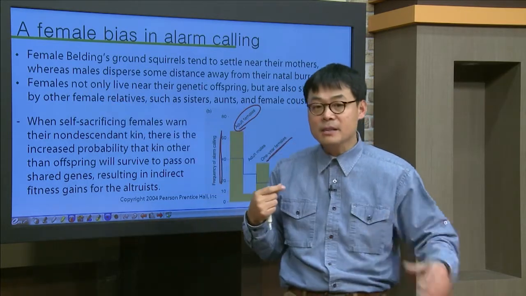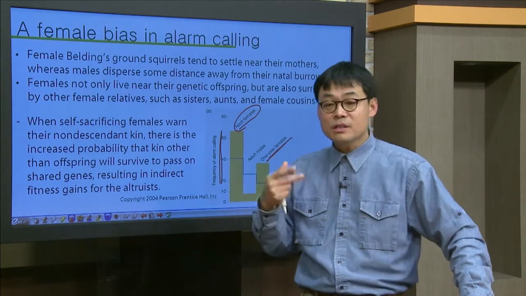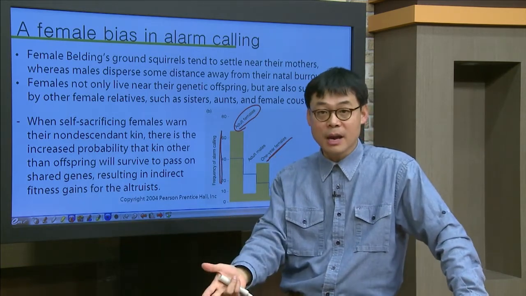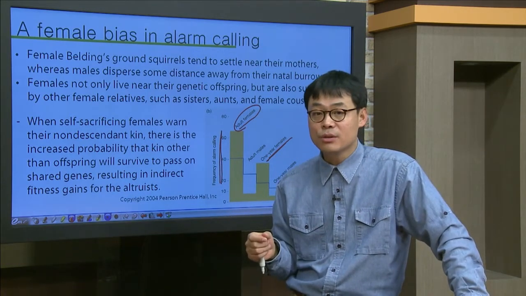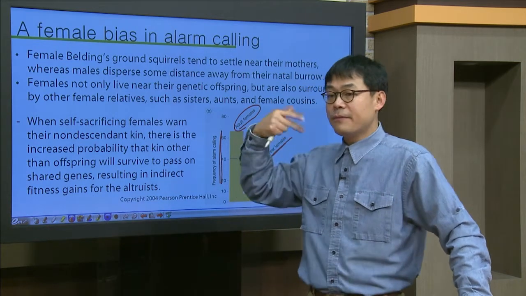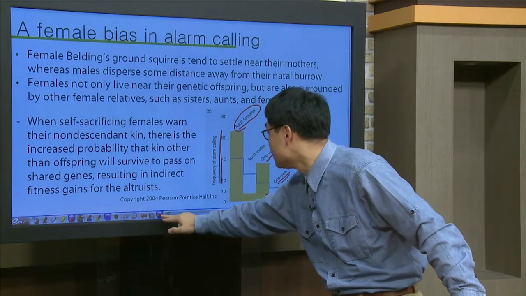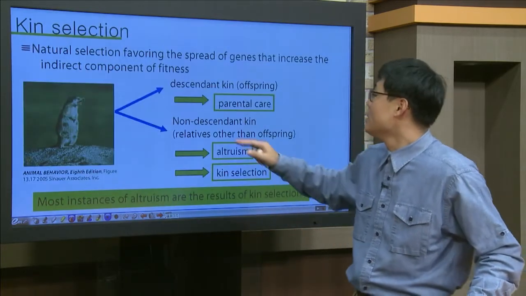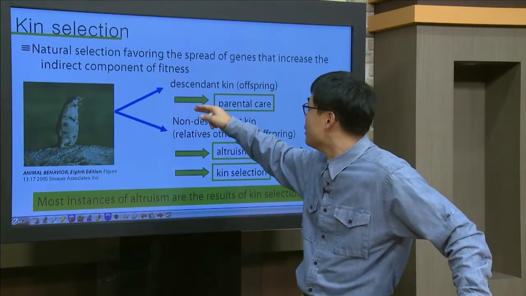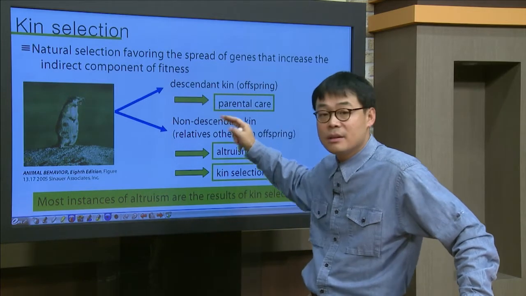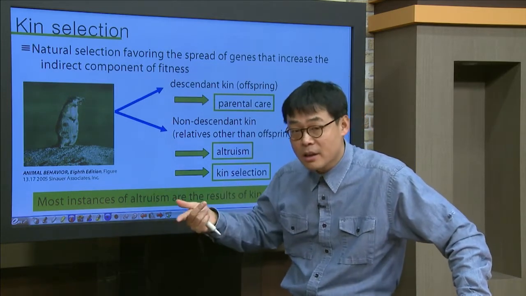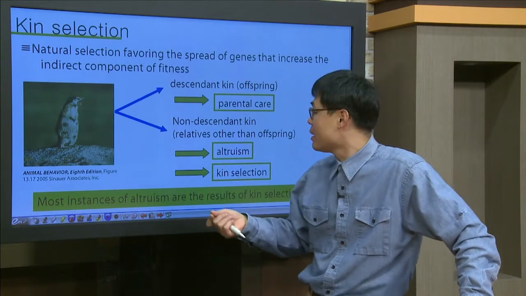From a male's point of view, you just matter for your family. All others are not related to you. So if females give the alarm call, they care for their descendant kin, that is their own offspring, to take cover.